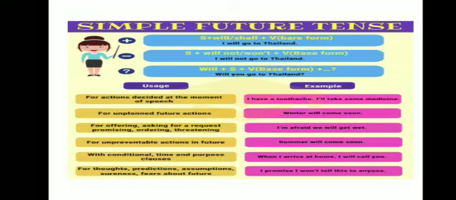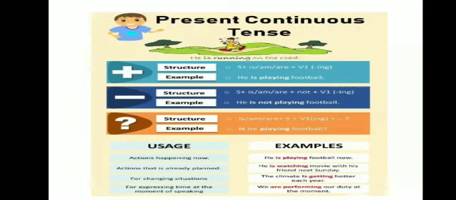Okay. And if it is negative, we will use subject plus will not, shall not, plus first form of verb and then the object. If it is interrogative, we will use will and shall in front of the subject and then first form of verb and then the object. Now we are done with indefinite tense.